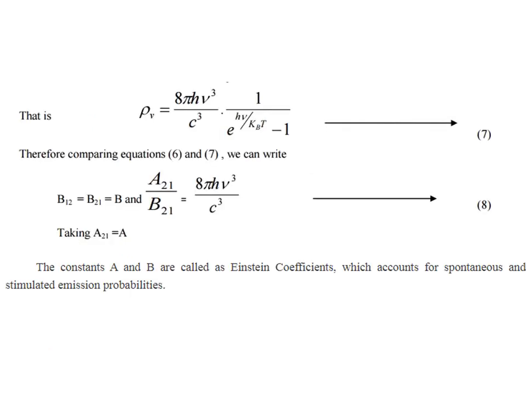Now we will make use of Planck's law for rho nu, which is given by equation 7. Rho nu is equal to 8 pi h nu cube by c cube into 1 by exponential h nu by kt minus 1. In this equation, nu is the frequency of the photon, h is Planck's constant, and c is the speed of light. So this is the equation for rho given by Planck's law.